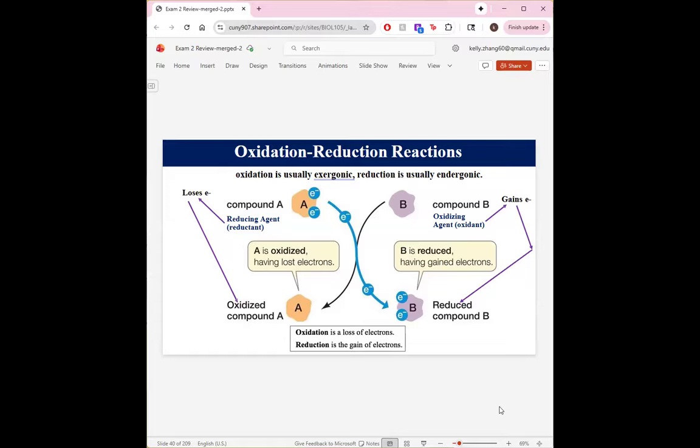I remember it as it becomes reduced in charge. So if you gain electrons, your charge becomes more negative. So the reducing agent causes the other substance to become reduced by gaining electrons. These two processes always occur together. As one chemical is oxidized, the electrons it loses are transferred to the other chemical, which reduces it. So one cannot happen without the other. These are always paired. Oxidation is usually exergonic, and reduction is usually endergonic.